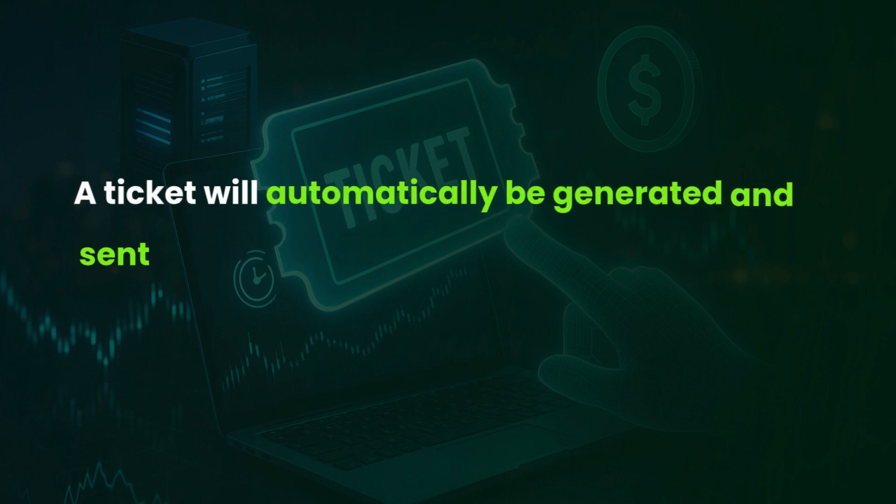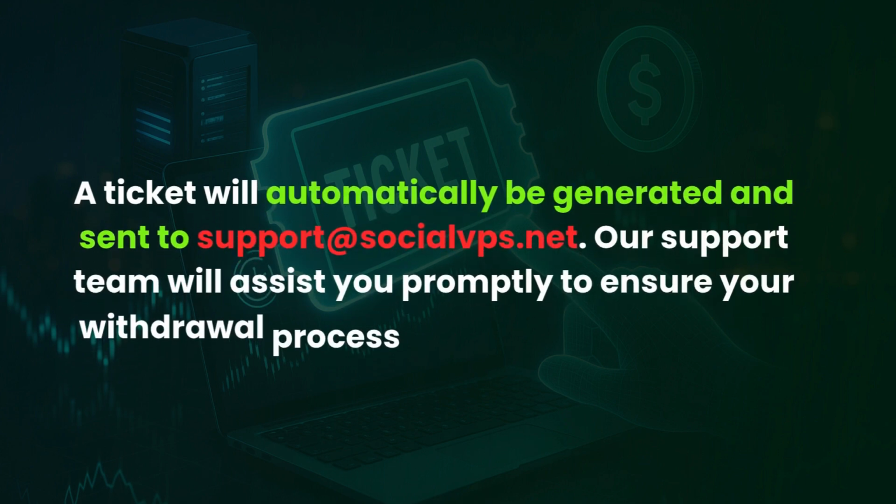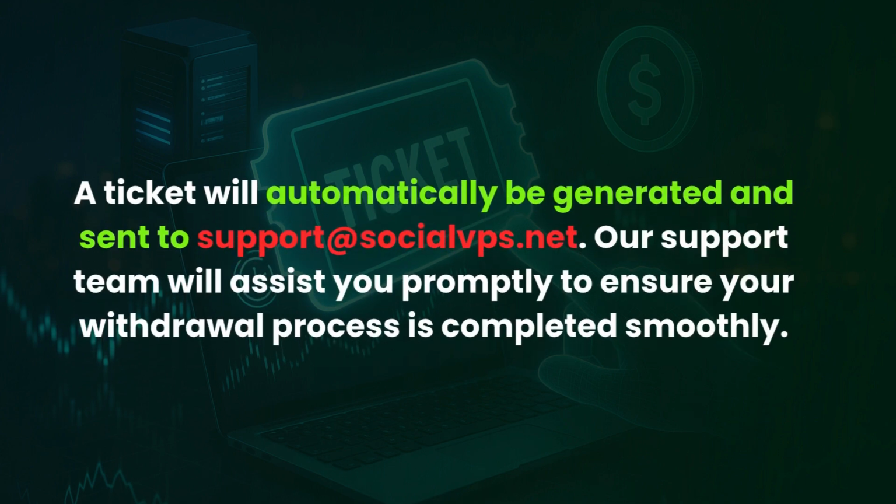Once you submit your withdrawal request, a ticket will automatically be generated and sent to support at SocialVPS.net. Our support team will assist you promptly to ensure your withdrawal process is completed smoothly. That's it. Now you know how to request an affiliate withdrawal in the SocialVPS client area.